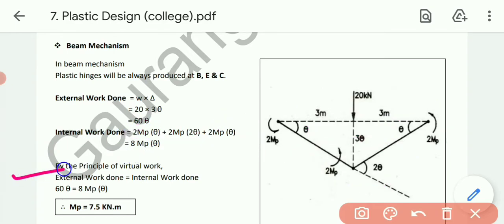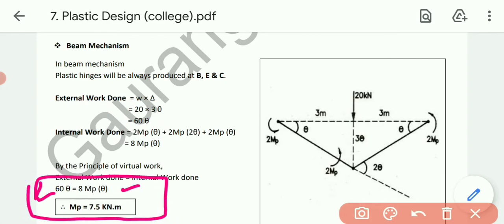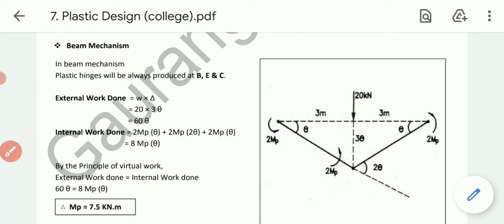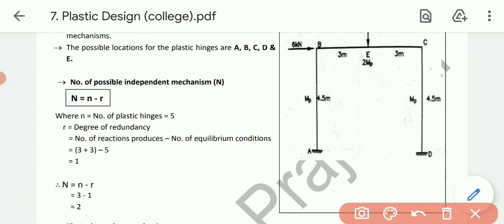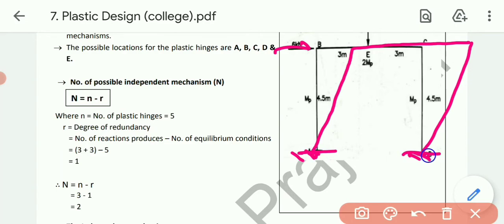Now by the principle of virtual work, external equals internal. External is 60 theta, internal is 8 MP theta. So 60 theta equals 8 MP into theta. Theta will be cancelled, and MP equals 7.5 kilonewton meter. Now talking about the frame, as we discussed in the previous example, because of this force the vertical leg will deflect like this, so ultimately the frame will become like this. This will be the figure of the sway mechanism. This one is W, while this will be the deflection.